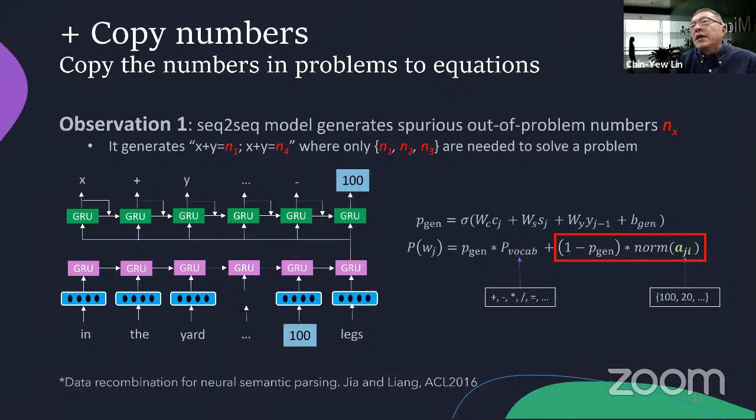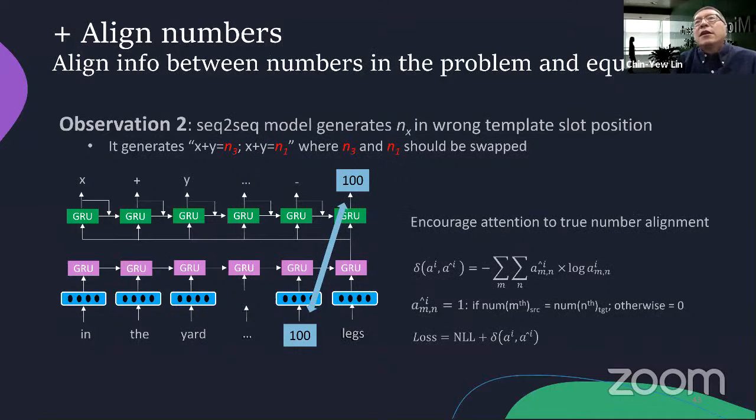You also sometimes pick the one actually from their local numbers, vocabularies. Then the other thing about alignment, right? When we generate the equation, it's perfectly good, so there's no spurious numbers, but the order is wrong. One is x plus y, the other one is x minus y, but it doesn't matter. Here it will be x plus y equal to n3 and x minus y equal to n1. But according to the problem, these two should be swapped, right?